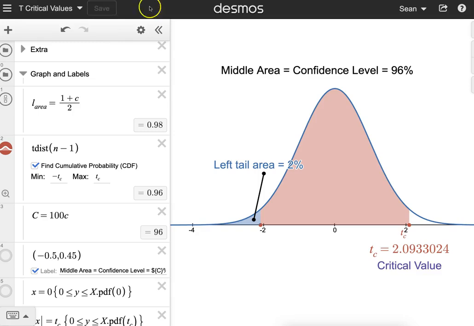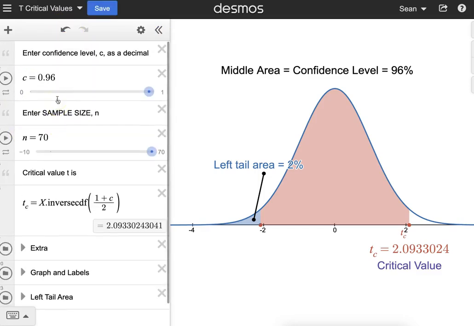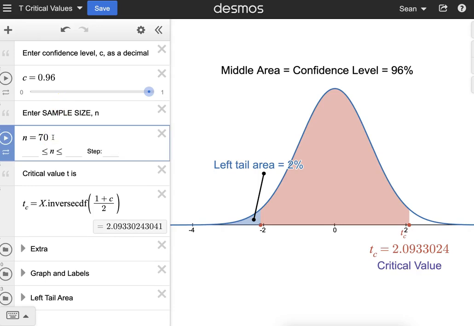With the student t distribution, or simply the t critical value, we will need to specify the degrees of freedom. And if we were to use this calculator, it will ask for the sample size. Remember that the degrees of freedom is 1 less than the sample size, but in this case, we only need to specify the sample size.